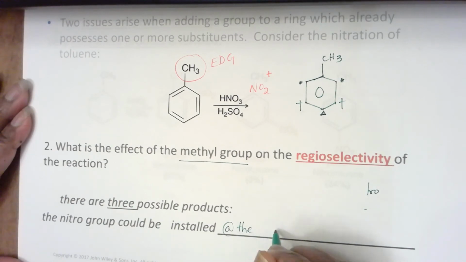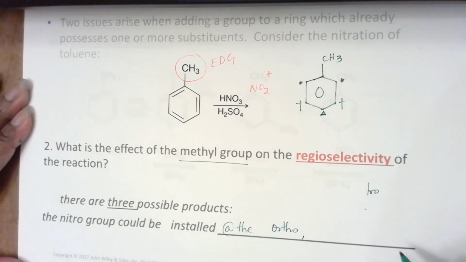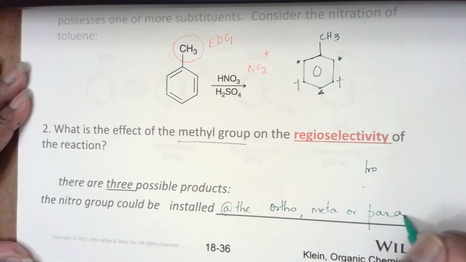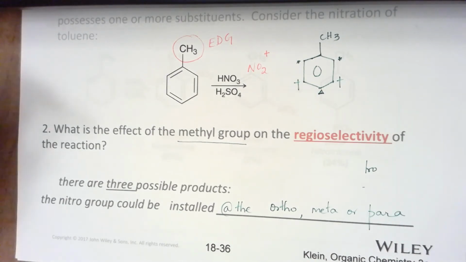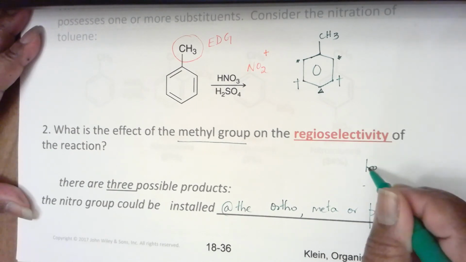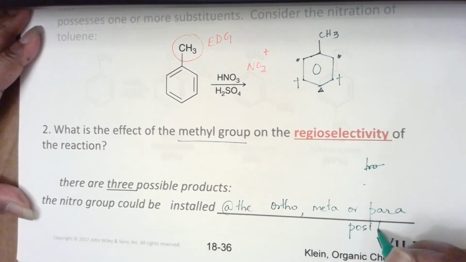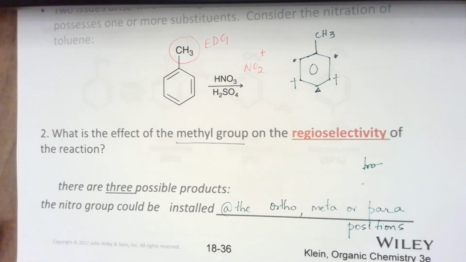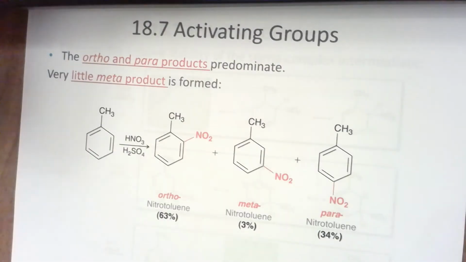At the ortho, meta, or para positions. So there are 3 possible products, but will you get all 3 products, or do you have more of one and less of the other 2, or do you have more of any 2 and less of the third one? So let's check that out.